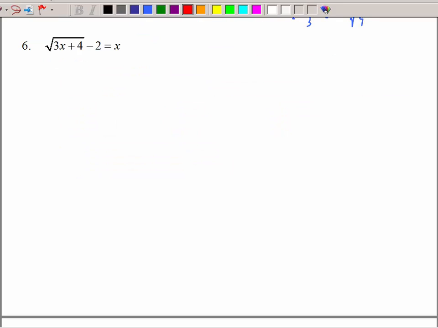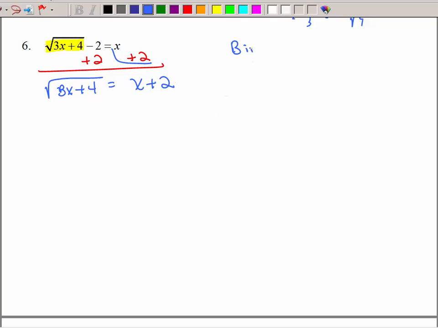Looking a little bit more difficult or a little bit different, that is not by itself. I need to get rid of that negative 2, so I'm going to add 2 to both sides. And this time I have x plus 2. That is a binomial. And this is what's going to make it a little bit longer when we square both sides. Because I have that square root, I'm going to square both sides.